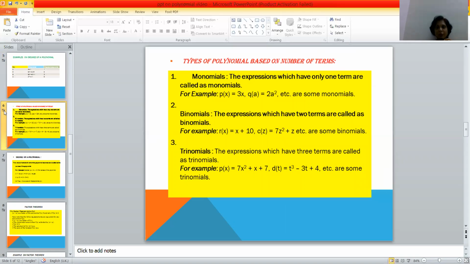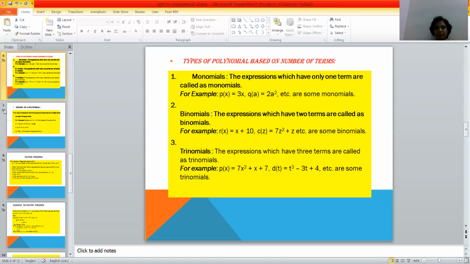Now, types of polynomial based on number of terms. Monomials, the expressions which have only one term are called monomials. For example, p of x is equal to 3x. 3x is only one term, so you can say that it is an example of a monomial. q of a is equal to 2a square. Here 2a square is also only one term, so it is also a monomial.